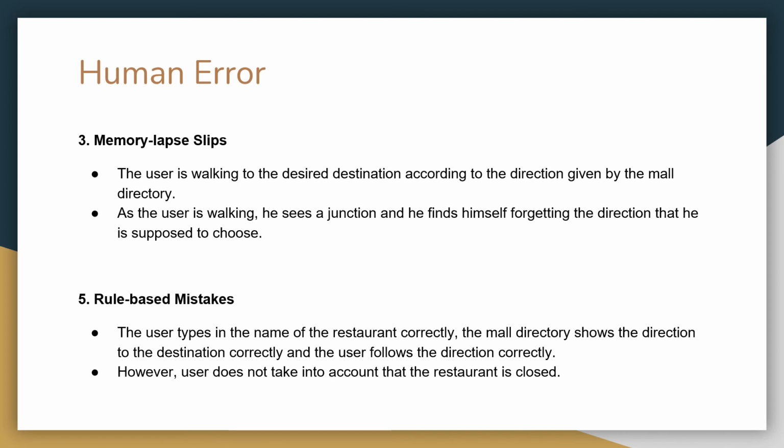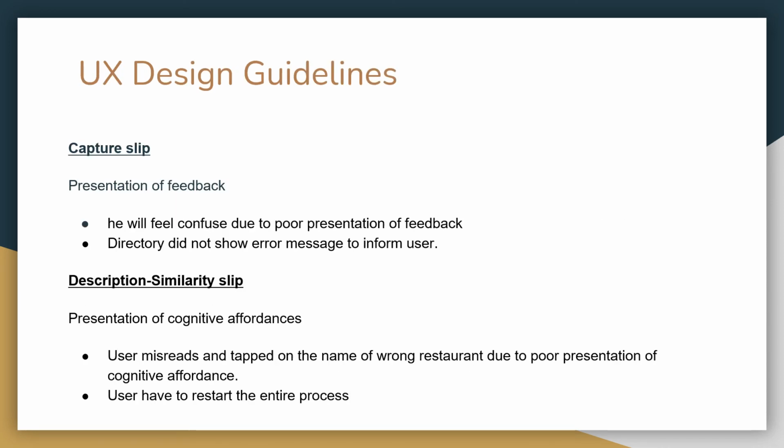The user types the name of the restaurant correctly, the mall directory shows the direction correctly, and the user follows the direction correctly. However, the user does not take into account that the restaurant is closed.